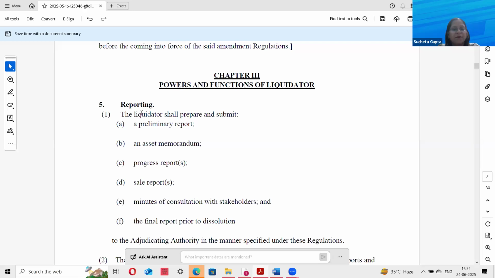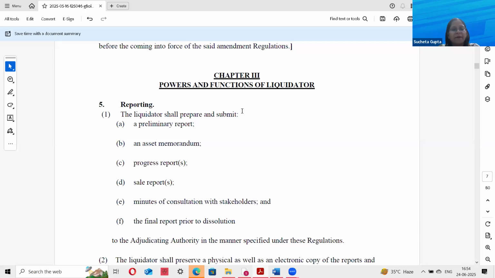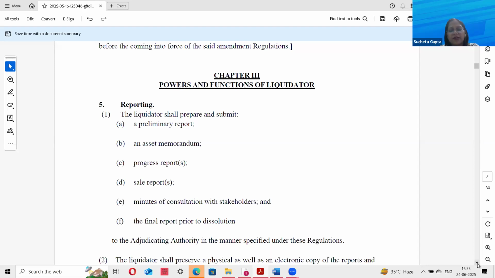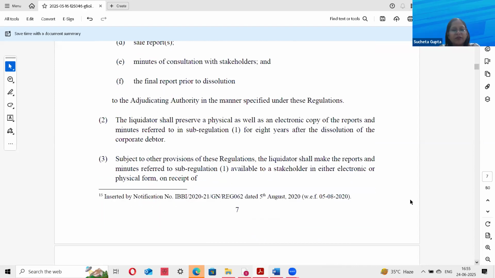The reporting. The liquidator shall prepare and submit the preliminary report, asset memorandum, progress report, sale report, minutes of the consultation with the stakeholders, and the final report prior to the dissolution to the Adjudicating Authority in the manner specified in these regulations. The liquidator shall preserve a physical as well as an electronic copy of the reports and minutes referred to in this for 8 years after the dissolution of the CD.